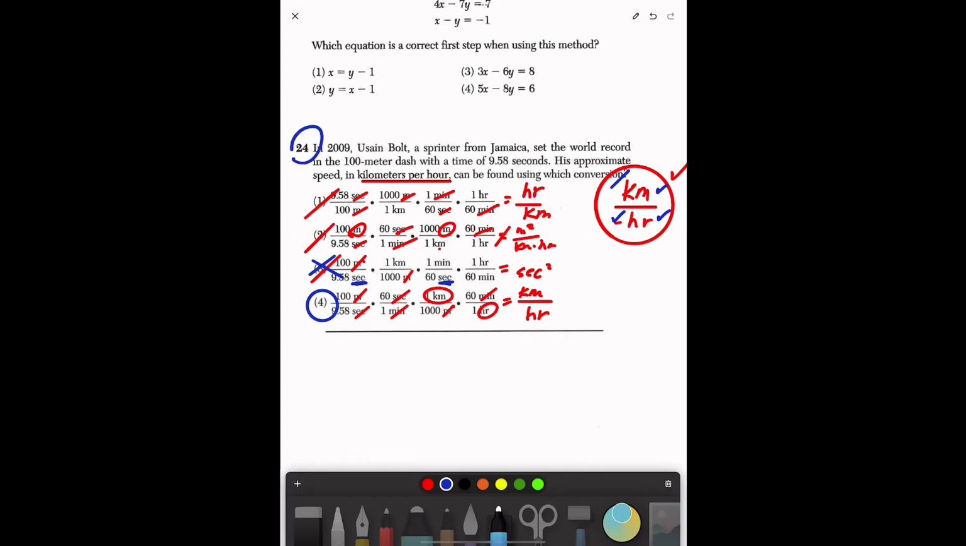Now, I think these questions, once you understand that you are just looking for canceling out units, I think these are really easy questions. Just don't pay attention to the numbers. I think some students get overwhelmed with all the numbers. Forget the numbers, focus on the units.